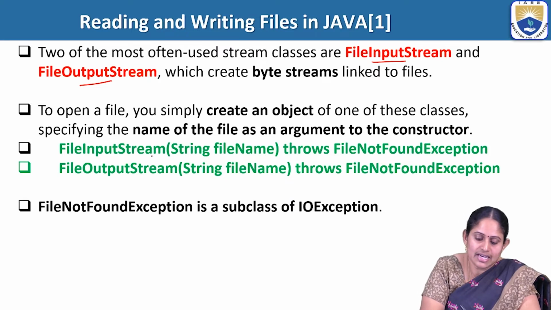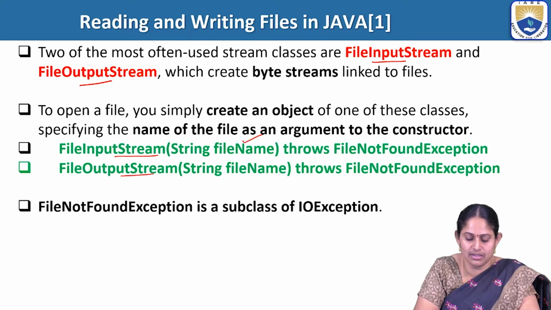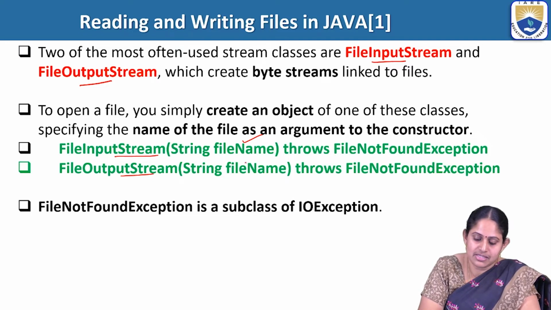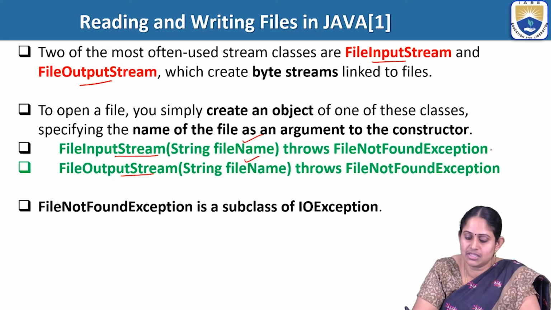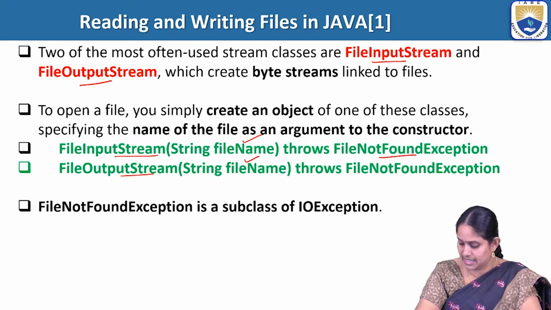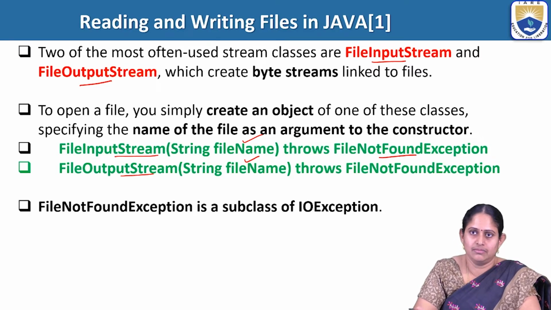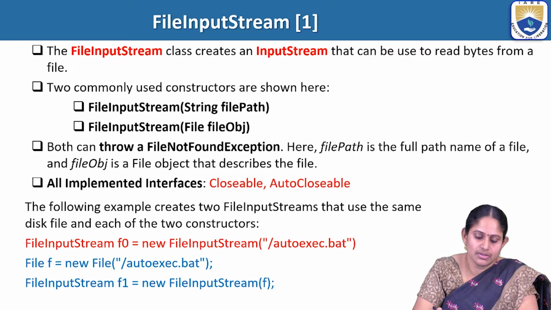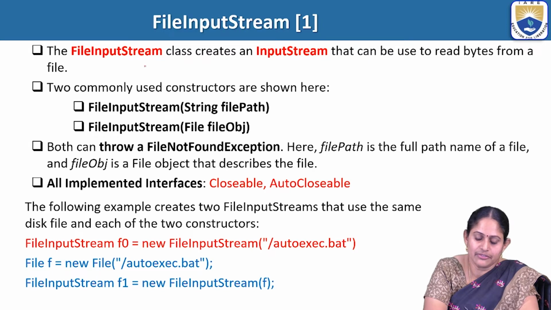We can create the FileInputStream object by passing the file name as a string, and also we can create the object of FileOutputStream by passing the file name as a string. These two will throw a FileNotFoundException in case the file does not exist in the system.